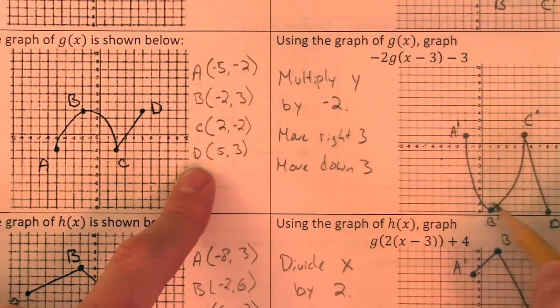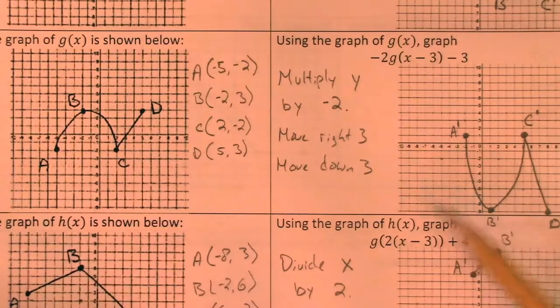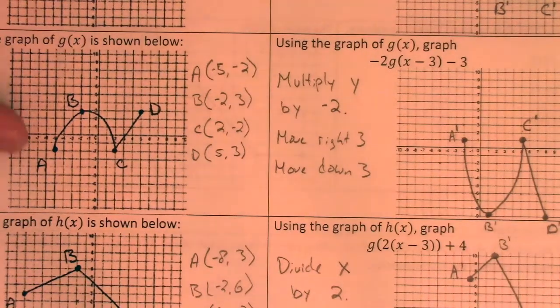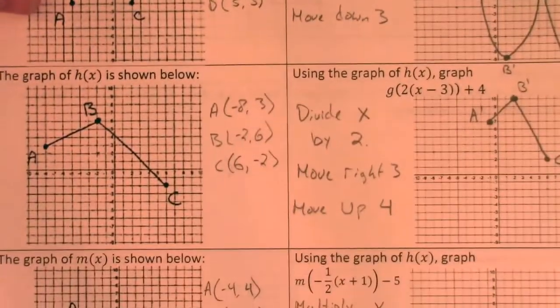And I do the same for A, B, C, and D. Label them, connect them in the same way. You might see that this is actually a reflection over the x-axis because I multiplied times a negative. On the one below that, something different happens.